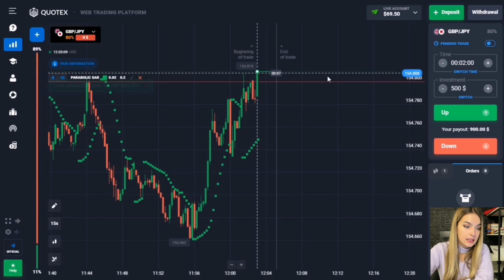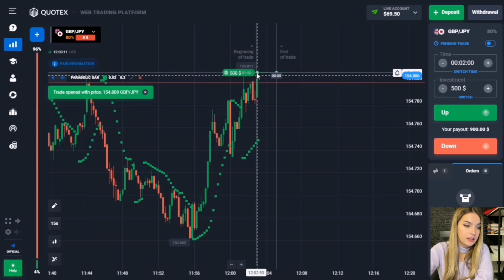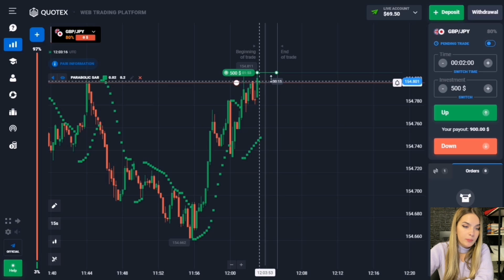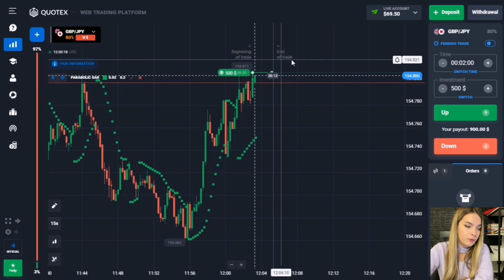Right now, you can see that the price is already starting to break through the resistance level. Since the price has a good potential for an increase, I think it will happen in the next 2 minutes. Guys, let's wait for the end of our deal.